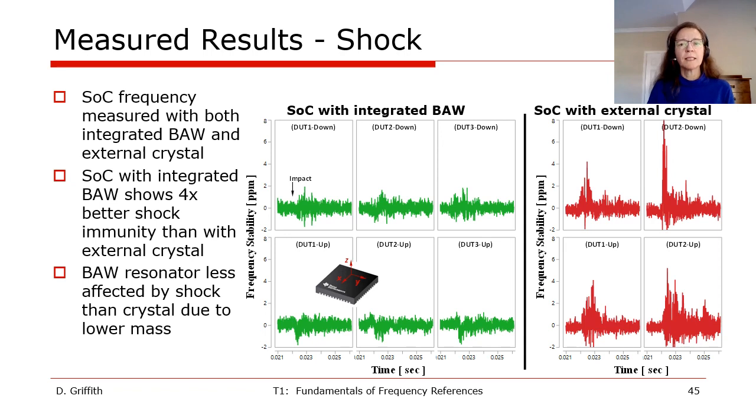This sort of testing has to be done for frequency references meant for use in harsh environments, such as factory monitoring, industrial application, and other similar applications.